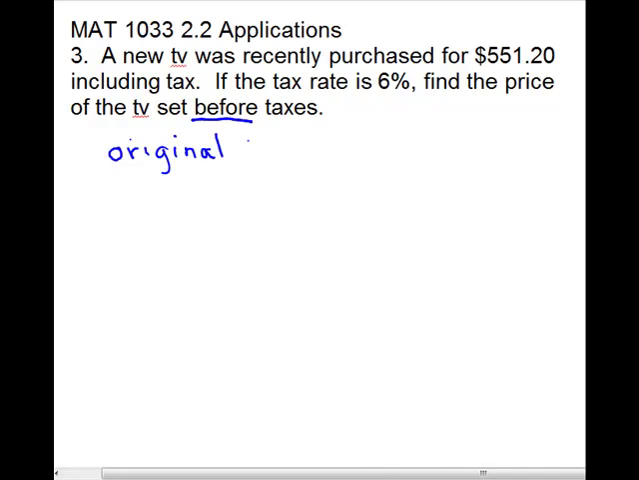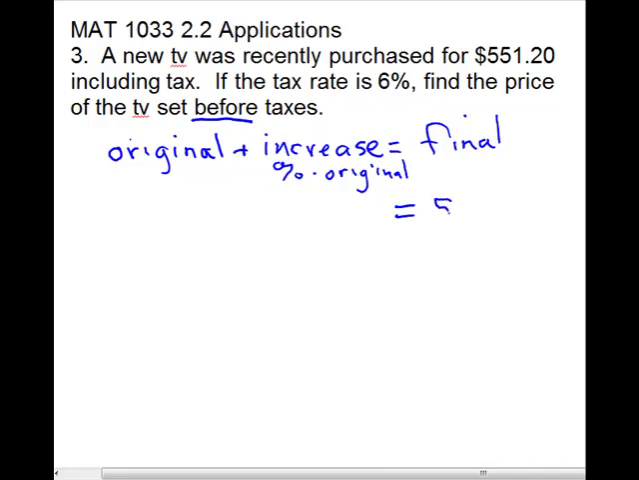If it's an increase, you add. So the increase is going to be my tax in this situation, equals the final. And the increase or decrease normally is a percentage times the original. So what I know in this problem is the final, because it's $551.20 including the tax. So this is the piece I don't know. Now, I don't know the original or I don't know the increase. The increase is based on the original. So the original is the one I want to call my variable.